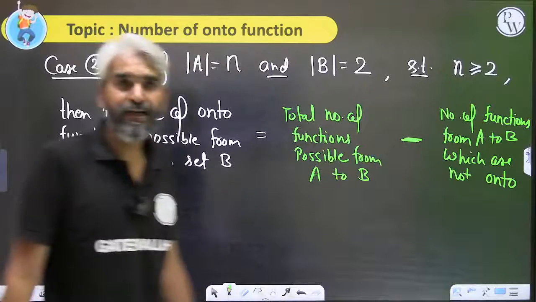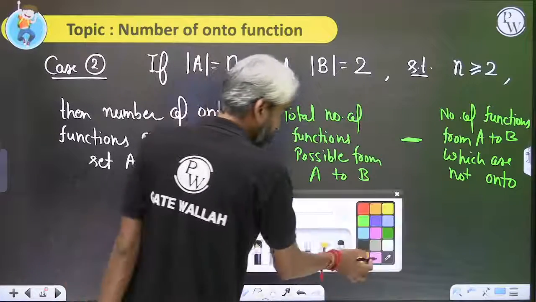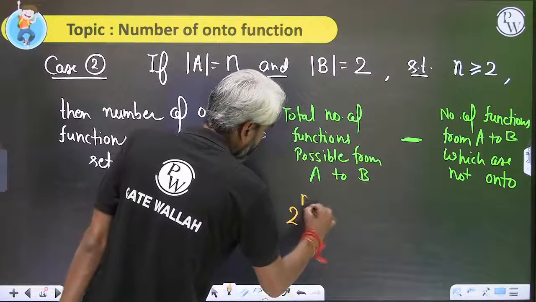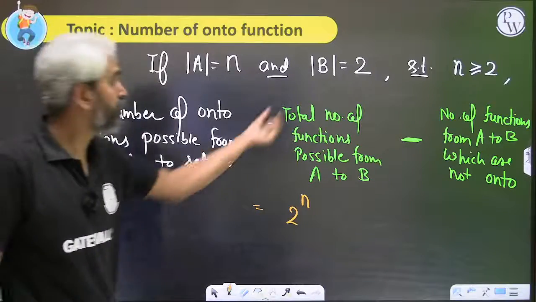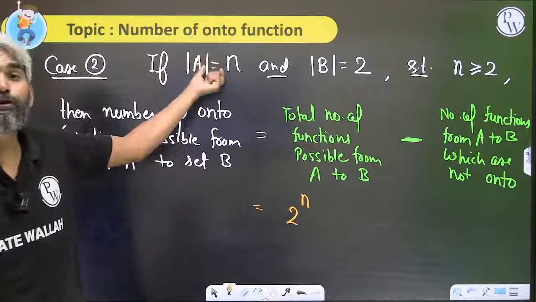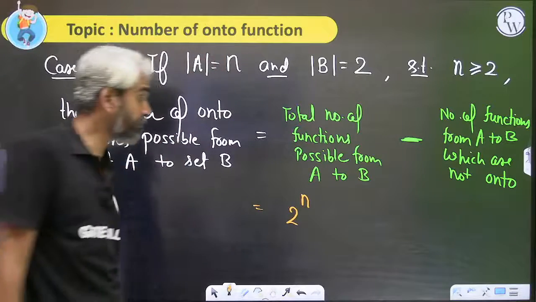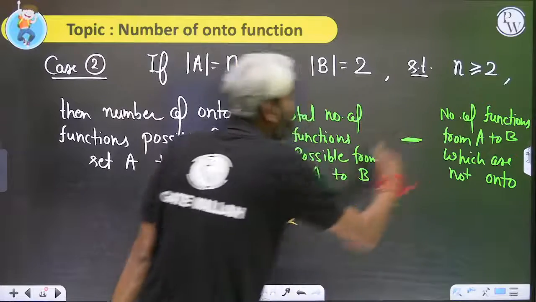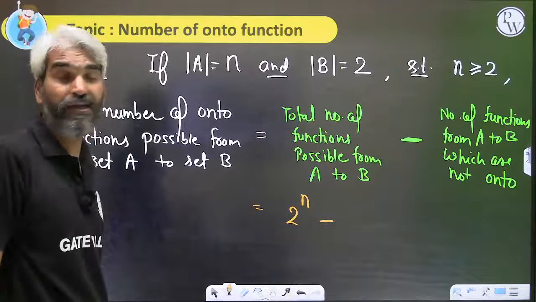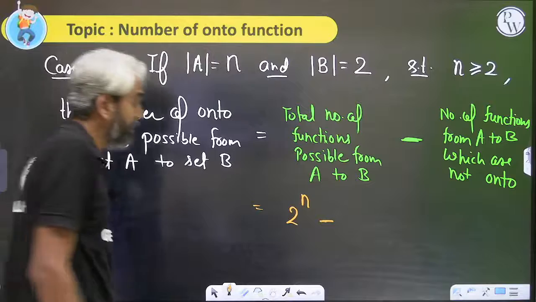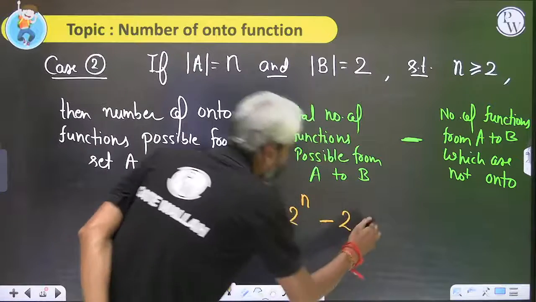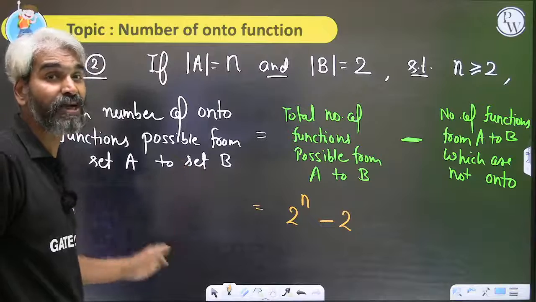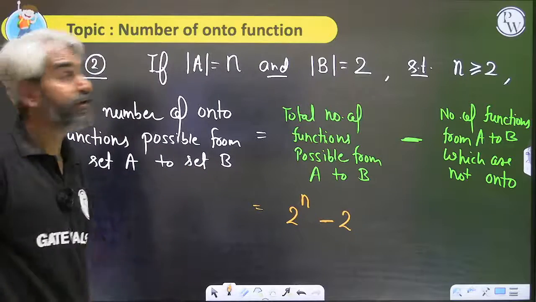So the total number of functions possible from set A to set B will be 2 raised to the power n. Yes or no? Cardinality of codomain raised to the power cardinality of domain. Total number of functions possible will be 2^n, minus the functions that are not onto. There are exactly two functions from set A to set B which are not onto. Therefore, subtract those functions which are not onto and you will be left with the number of functions which are onto from set A to set B.